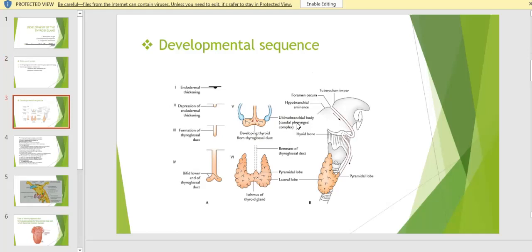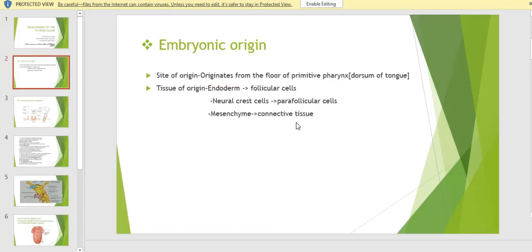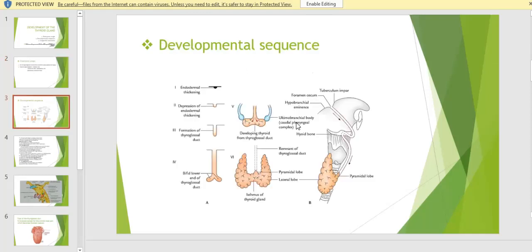So we have answered the question, what is the embryonic origin? We have said the site of origin is the floor of the primitive pharynx, and the tissue of origin is the endoderm, neural crest, and the mesenchyme. And we have stated each of the derivatives of the tissue of origin. Then what is the developmental sequence? I will start with a diagram, then I will illustrate, and then I will give you a text.